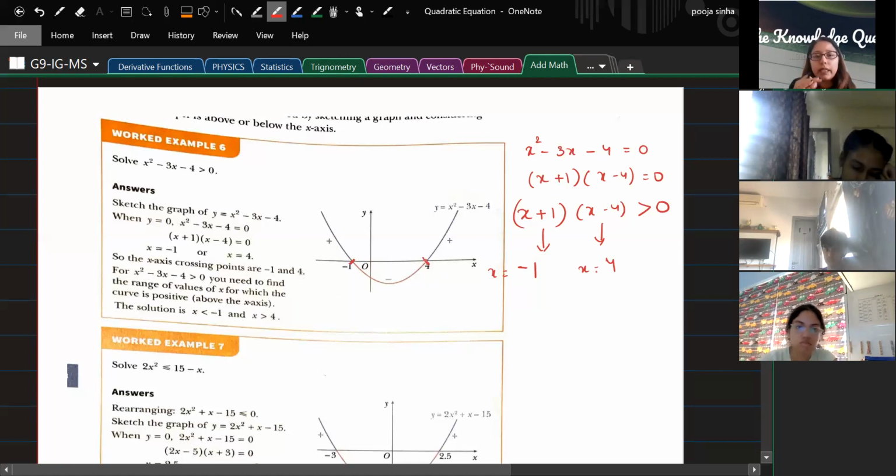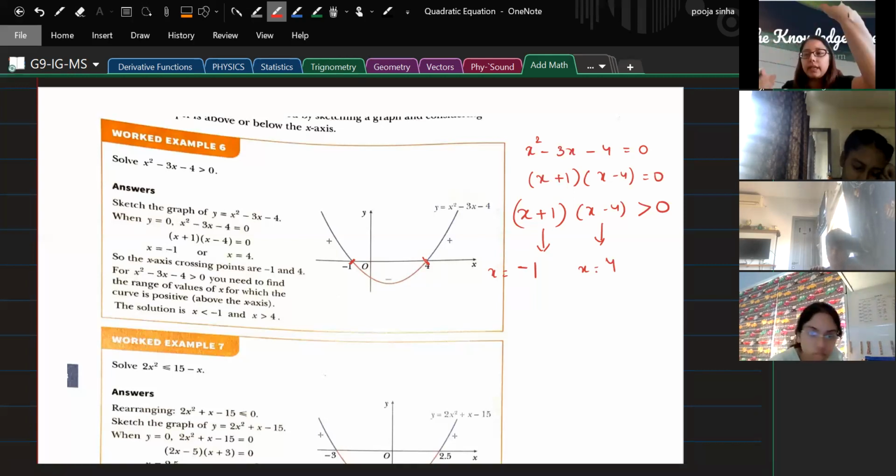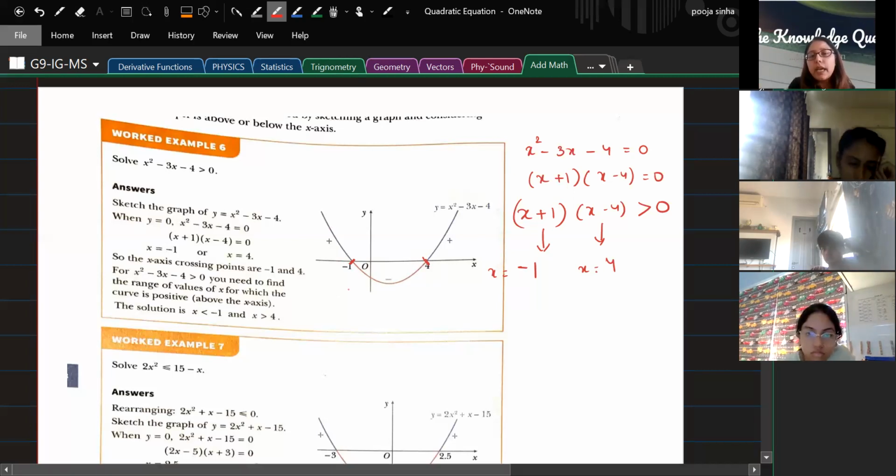Now it says greater than 0. Everything which is above the x-axis, that is greater than 0. Everything which is below the x-axis, that is less than 0. Okay? Right? So now what will you do? Here you have to choose your x value in such a way that the answer is always positive.